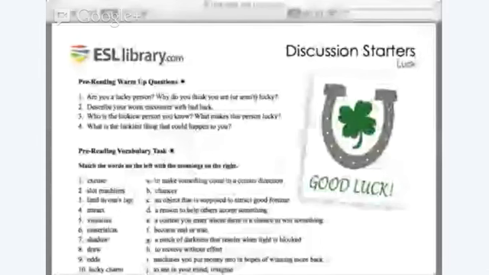If you're new to Verbling and new to English, this is a great class for you. We're going to be discussing luck, and we're going to be using a worksheet that I've uploaded to our class. So you can take a look at it, and please download it because we're going to be working with it. If I go to screen share, you can take a look and you can see it right now.